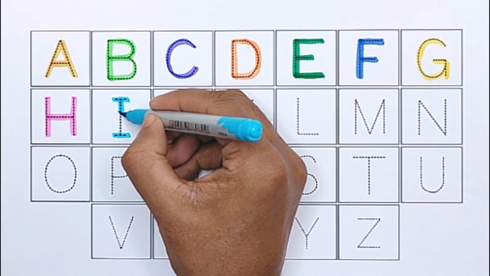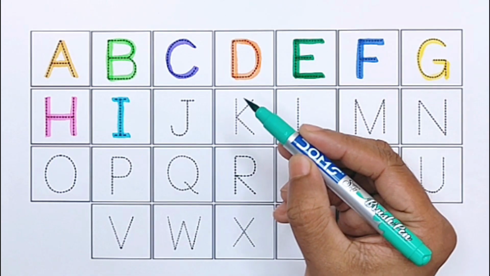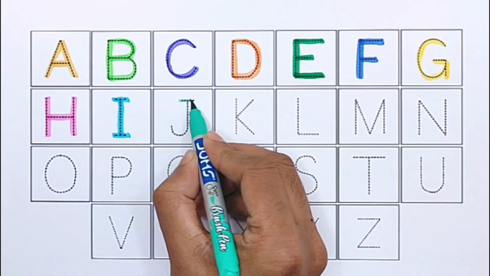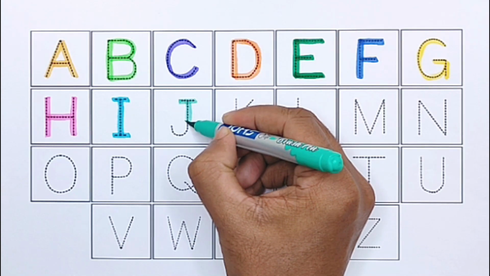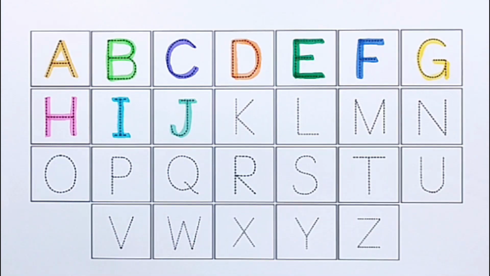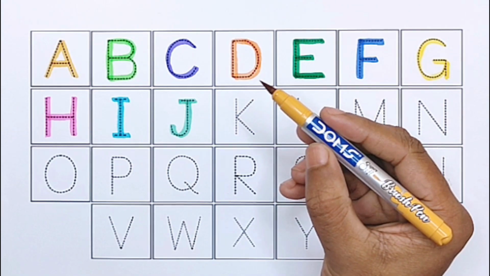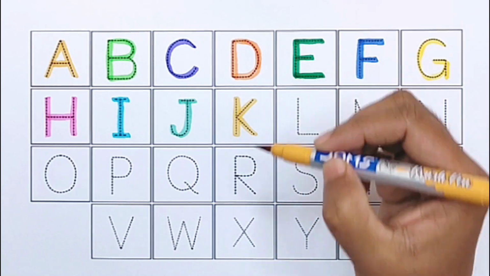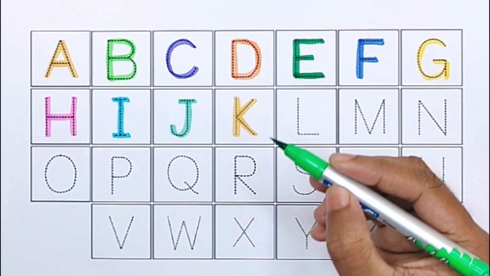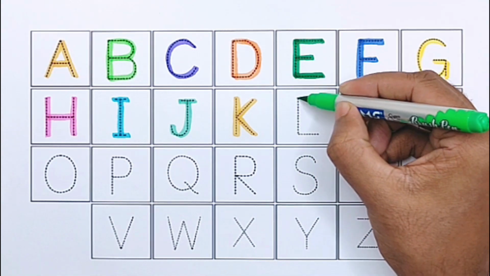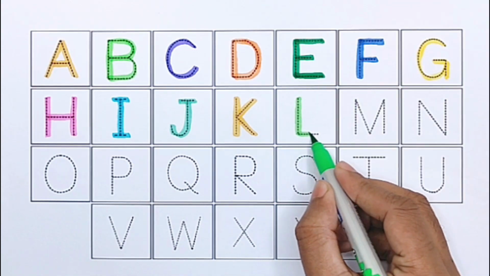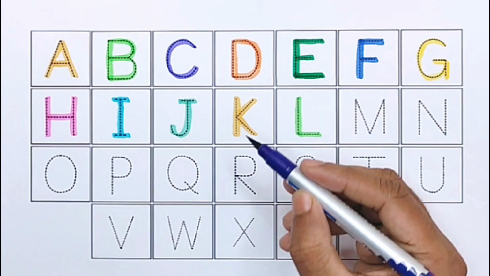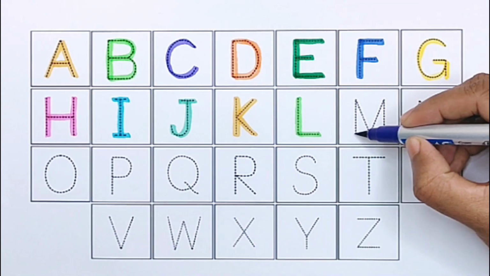I for igloo, sea green color. J for juice, yellow brown color. K for kite, light green color. L for lemon, purple color.